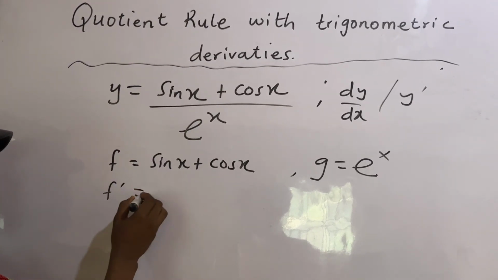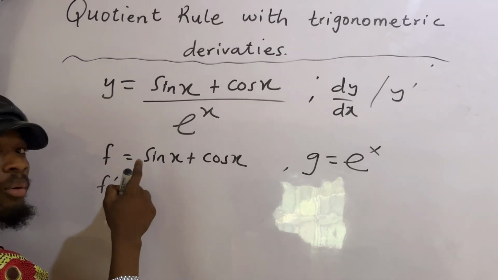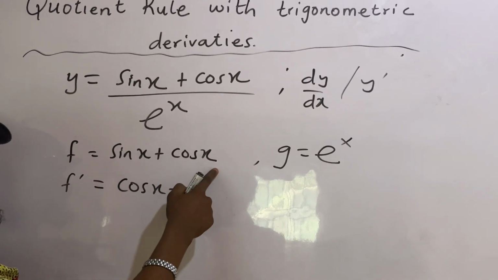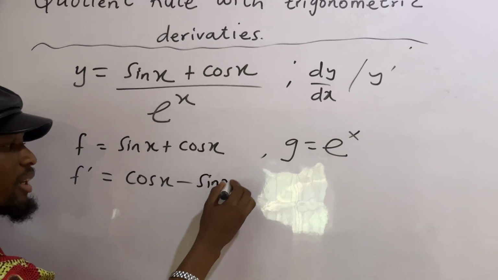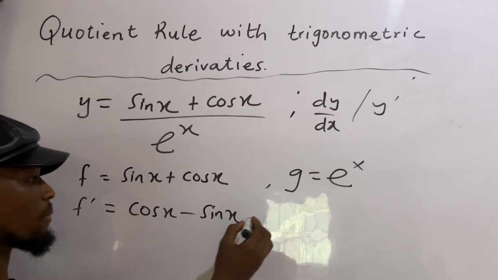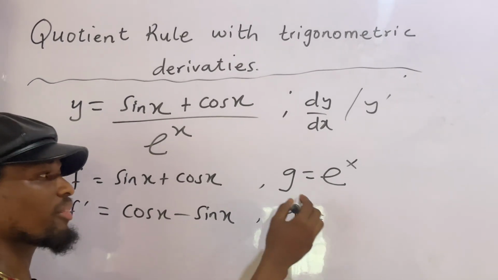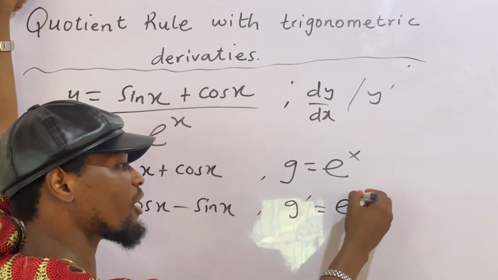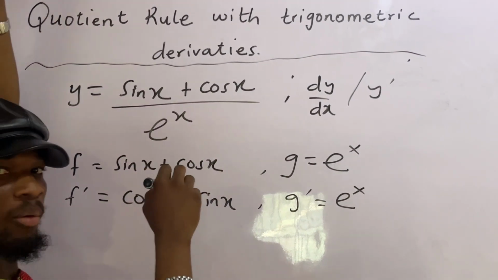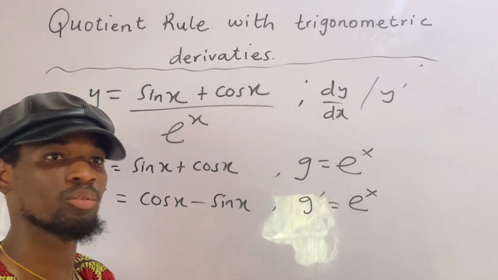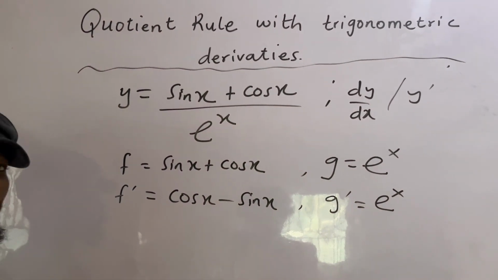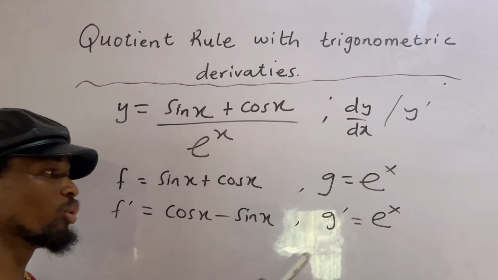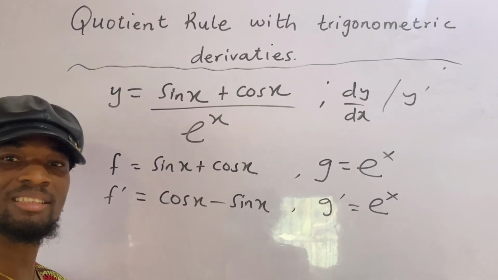So f prime is equal to, if I differentiate sine x, I will have cos x. And if I differentiate cos x, I have negative sine x. As simple as that. Now, if I differentiate exponential x, I'll still have the same result, which is exponential x. Do you get it that way? Yes. If you differentiate e to the power x, you still get e to the power x. We've been doing this all this while, right? Good. You can also prove this using the Taylor series.